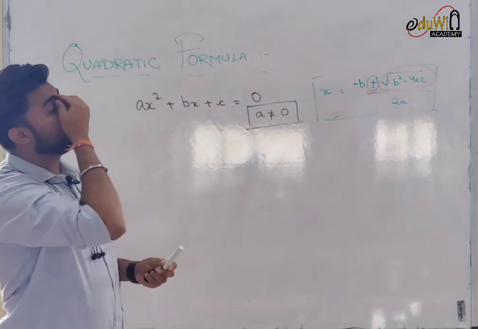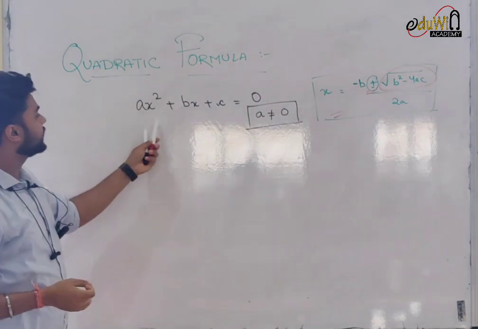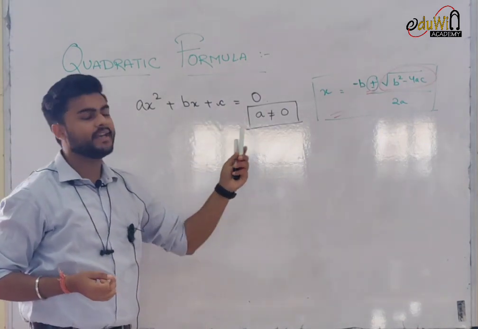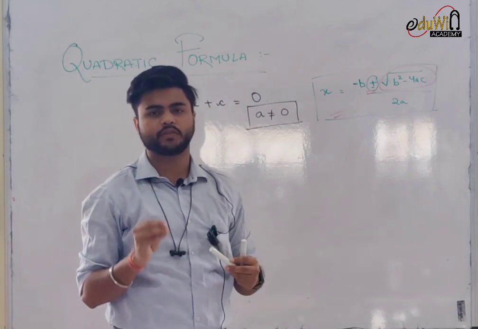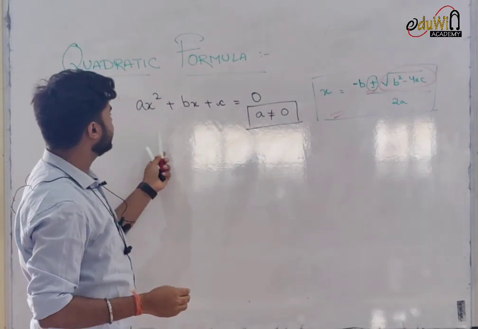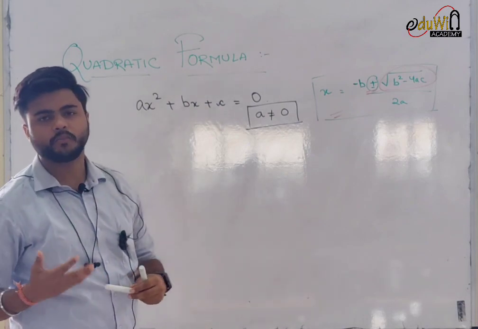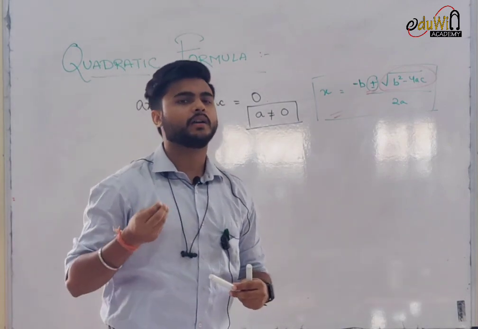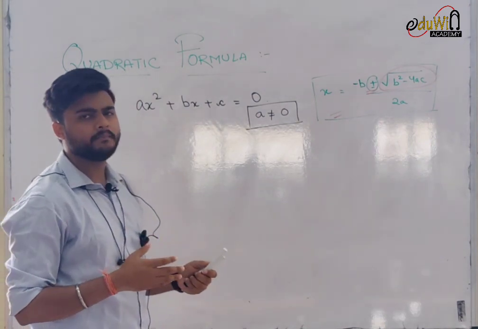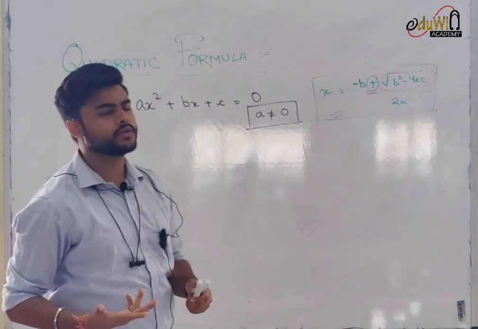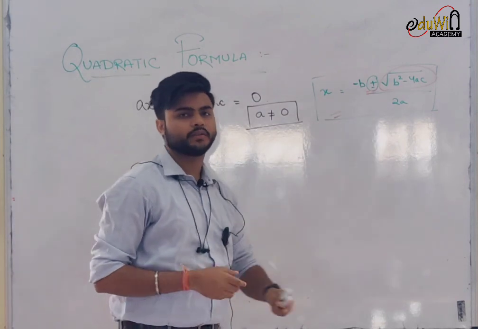So we have the general equation ax square plus bx plus c equal to 0, where a is not equal to 0. A, b, c are all constants, but a should not be equal to 0, because if a is 0 then this quadratic equation will turn out to be a linear equation, no longer a quadratic equation. So we will use the concept of sum of roots and product of roots to find this solution.